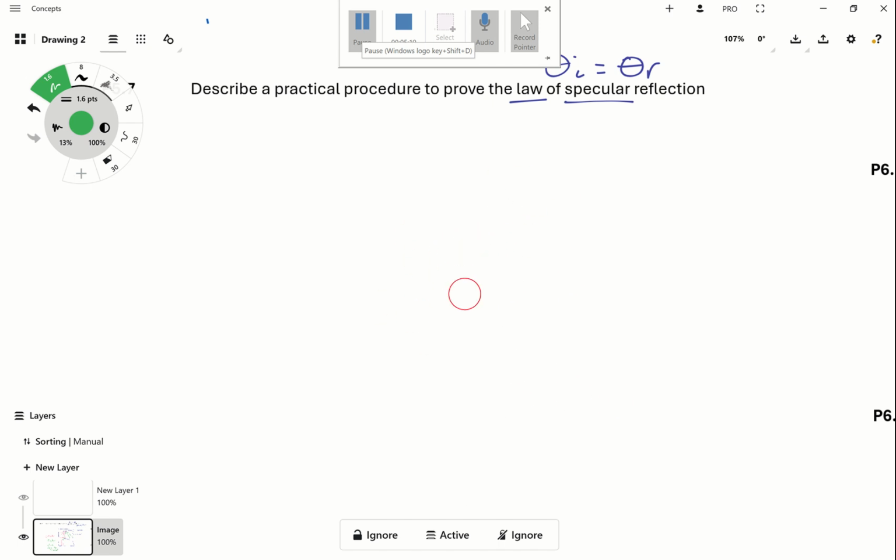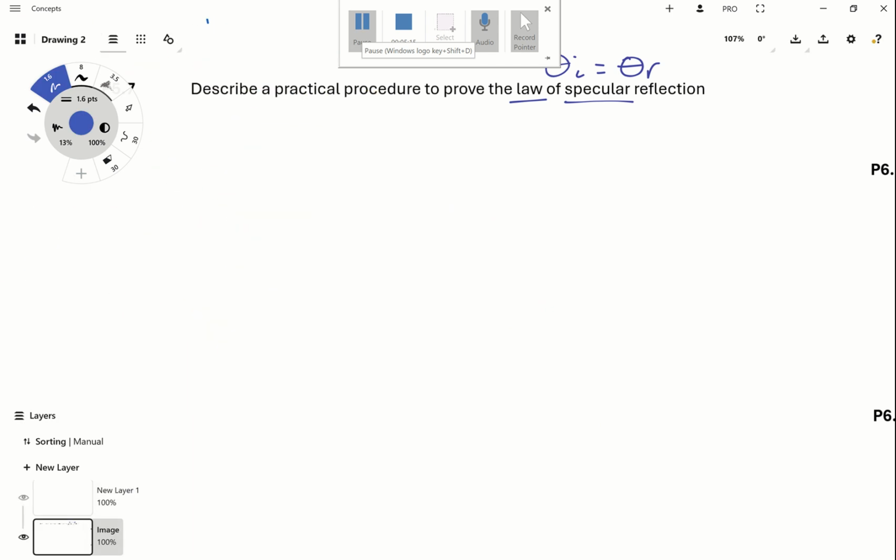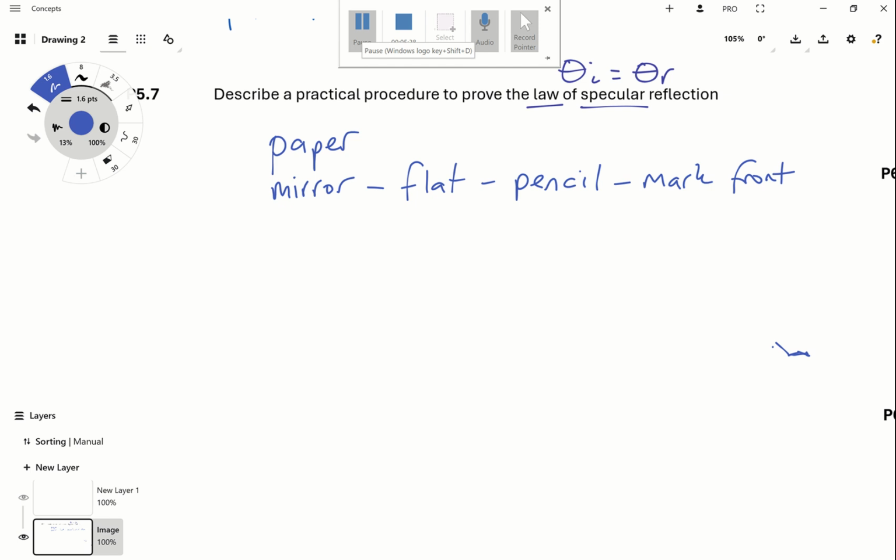I'm just going to model this now with words. So here we go. I'm not going to do full wording though. Grab a piece of paper, grab a mirror, put it flat to the surface, pencil to mark the front. There we go. And if you go back on the video, you'll see me drawing all this out. So grab a piece of paper, mirror flat.